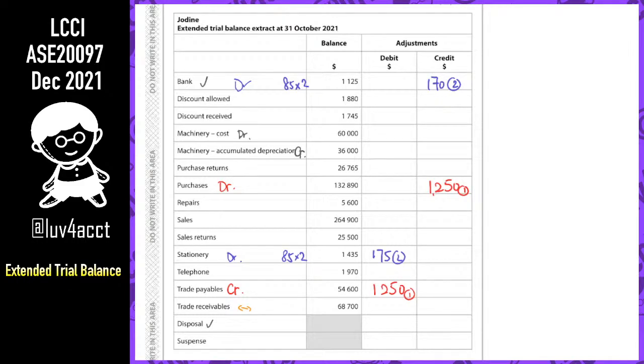Machinery is a debit account. I have written it here. That's why you will credit the machinery cost account. 9,600 from accumulated depreciation, which is originally a credit side account. So if you want to reduce it, 9,600 here. This is item 4.